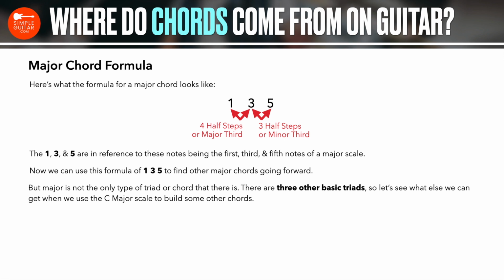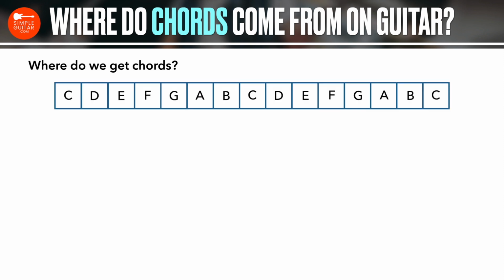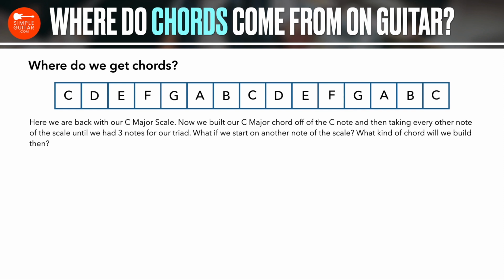So let's see what else we can get when we use the C major scale to build some other chords with other notes. All right, so here's our scale again. Now we built our C major chord off of the C note and then taking every other note of the scale till we had 3 notes for our triad. But what if we start on another note of the scale? What kind of chord will we build then?